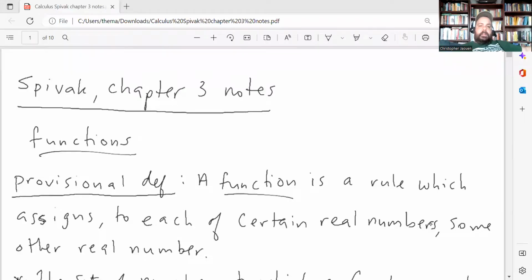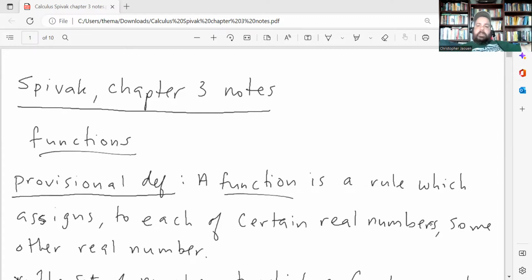And as I said, chapter 3 is on functions. What he does in this chapter is mainly a philosophical discussion about the proper way to define the notion of a function.